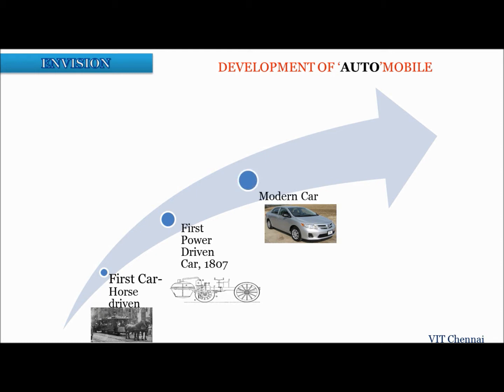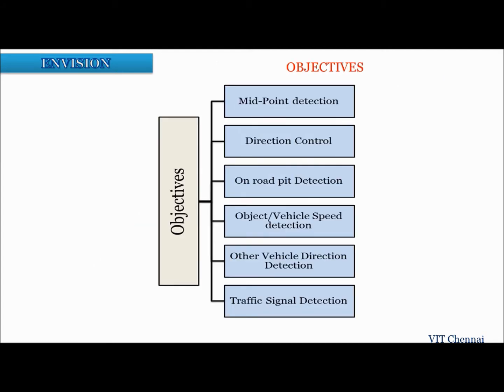When we talk about perfection, we need technology. So it's time for something new, automatic. It's time for driverless cars. The objectives of the first phase of this project are the midpoint detection, direction control, on-road PID detection, object or vehicle speed detection, other vehicle direction detection, and lastly the traffic signal detection.